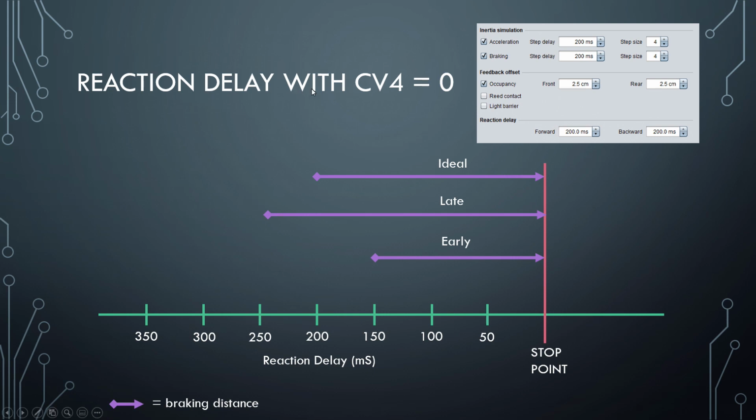Now, this was all with CV4 at the value 0. A value of 0 means the decoder's inertia simulation for deceleration is effectively turned off, and we are just using iTrain's own inertia simulation to brake the train. What would happen if we increased the value of CV4? The decoder would then start adding its own inertia simulation along with iTrain's own inertia simulation, and the deceleration will take longer, so the braking distance will increase like this.